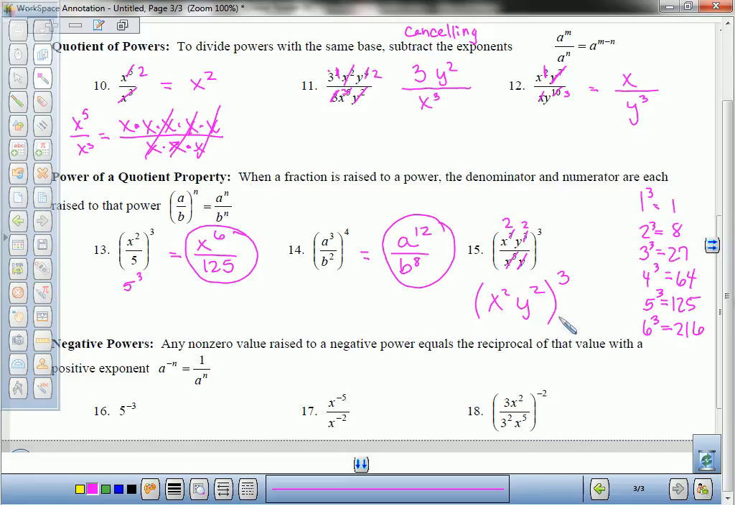And then I would cube it. I wouldn't cube everything first. I simplify the inside first, and then I do the power. So simplify first, then do the power. So now I get x squared that's cubed, so that's x to the 6th. Y squared that's cubed, so it's y to the 6th. And that's my answer.